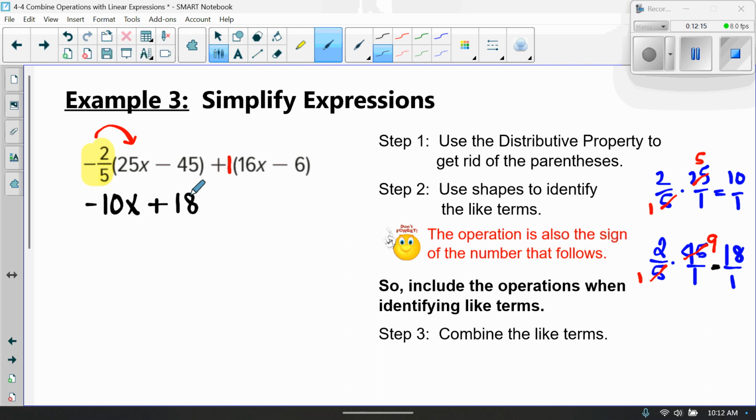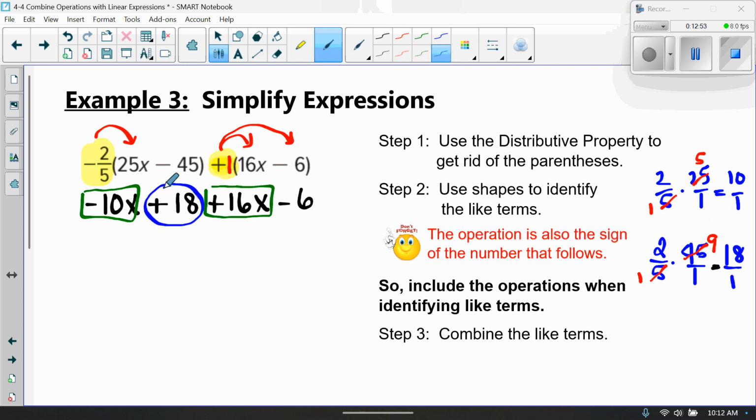Okay? Now, what can I do when I'm distributing a positive 1? You can just take away the parentheses, right? So here, this is going to give me a positive 16x minus 6. So now I have no more parentheses, but now it's time to combine my like terms. So here are my x terms, my variable terms, and here are my constants.